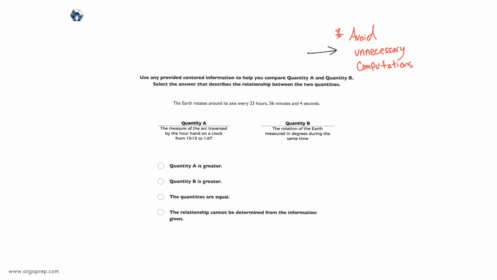I have some centered information here. It reads, the Earth rotates around its axis every 23 hours, 56 minutes, and 4 seconds. Okay, so basically like 24 hours, right? This is just trying to give me a headache, right? Let's see if this is really important. Well, we're going to see in a second. Quantity A states the measure of the arc traversed by the hour hand on a clock from 10:15 to 1:07. And quantity B states the rotation of the Earth measured in degrees during the same time.